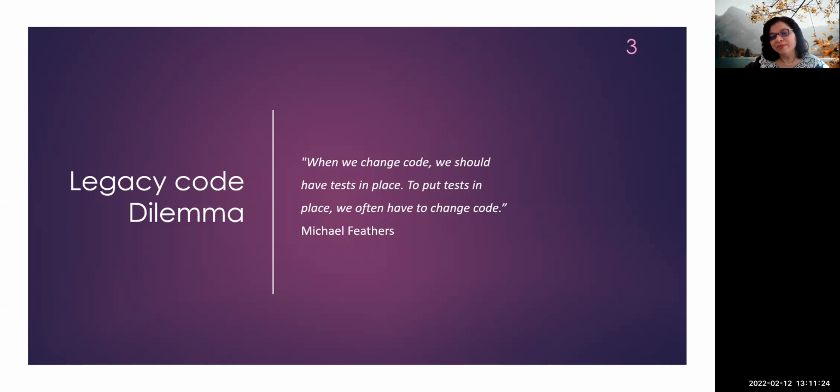So there is a typical dilemma of legacy code, which is mentioned by Michael Feathers in these words: when we change code, we should have tests in place. But to put tests in place, we often should change the code, because it happens that code is not written in such a manner that we can easily write a test case for it. It has too tightly coupled objects. We are not able to inject those dependencies from the test cases. So we have to refactor it, we have to redesign it.